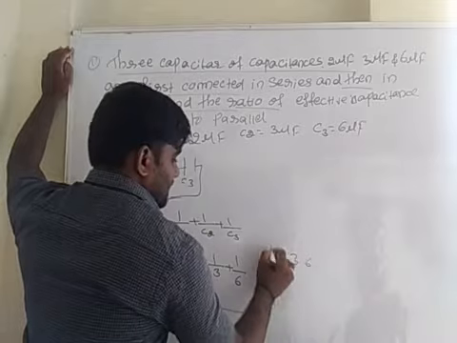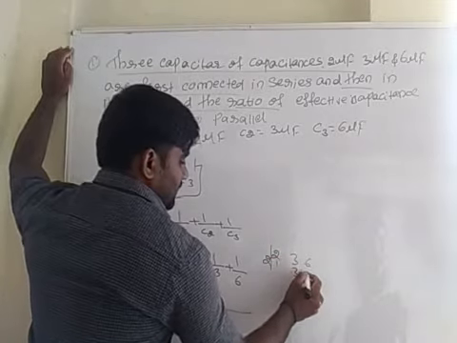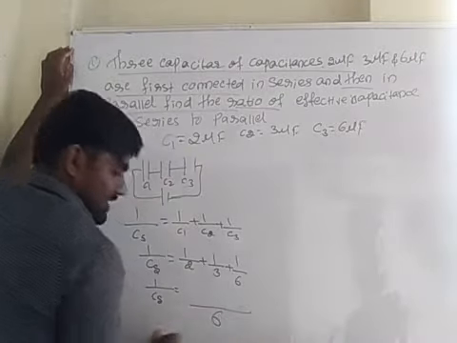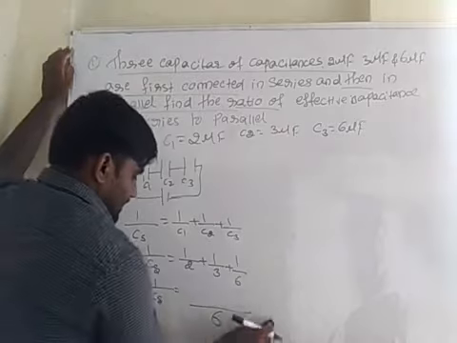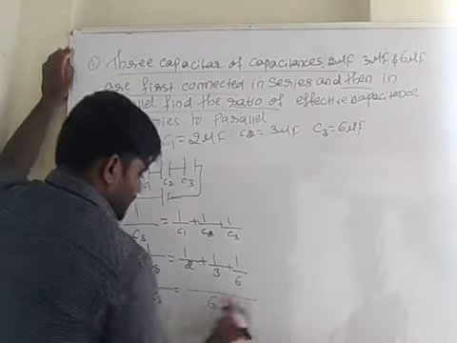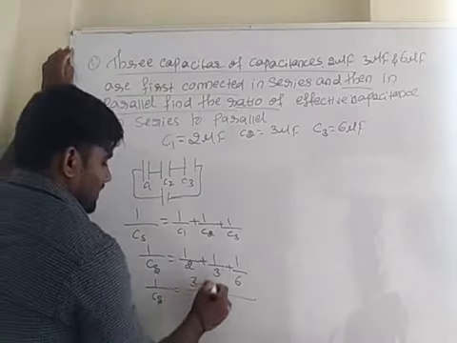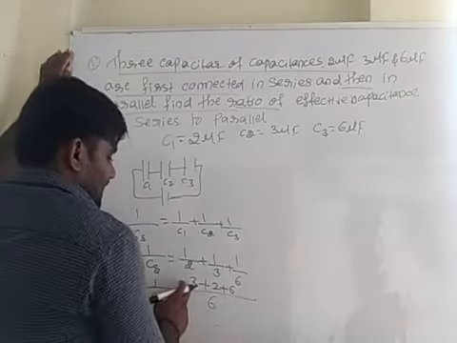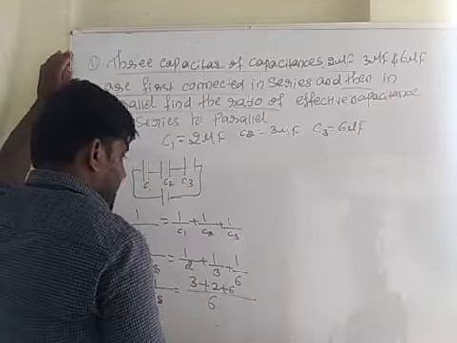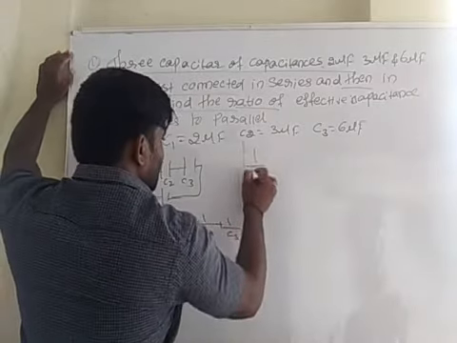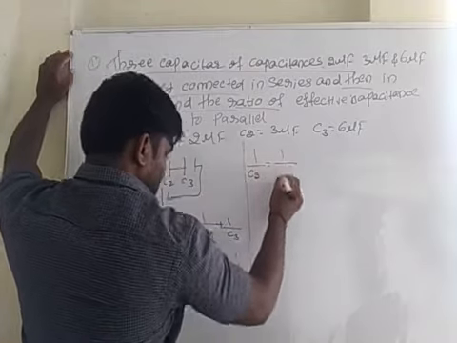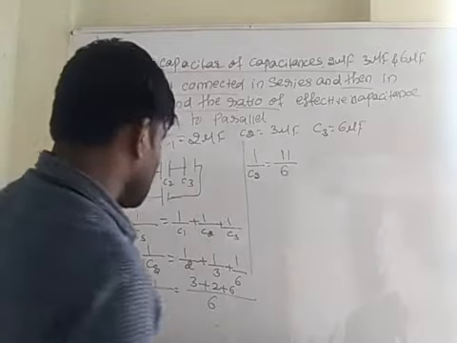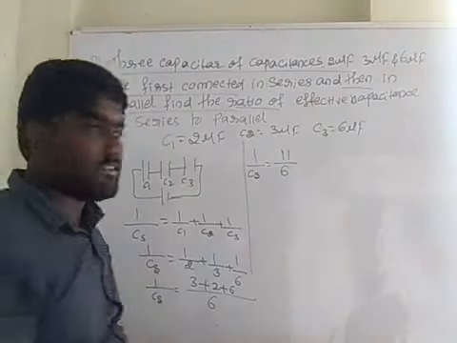2, 3, 6. Total LCM will be 6. Okay, LCM is 6. Then 2 3s are 6, plus 3 2s are 6, plus 6 1s are 6. So 6 plus 3 is 9, 9 plus 2 is 11, so 1 divided by CS is equal to 11 divided by 6. Okay, 11 divided by 6.